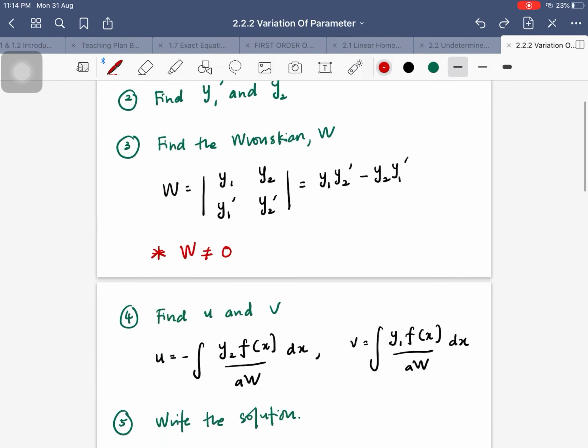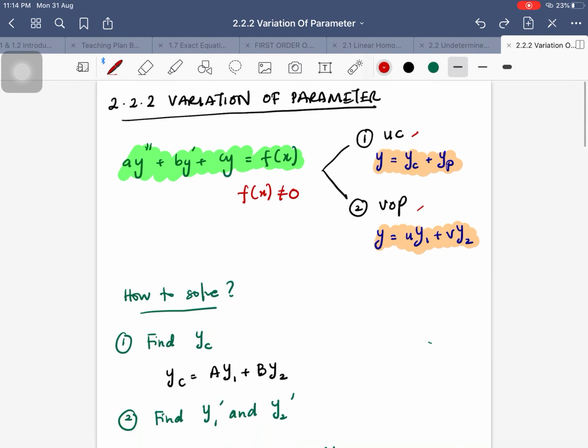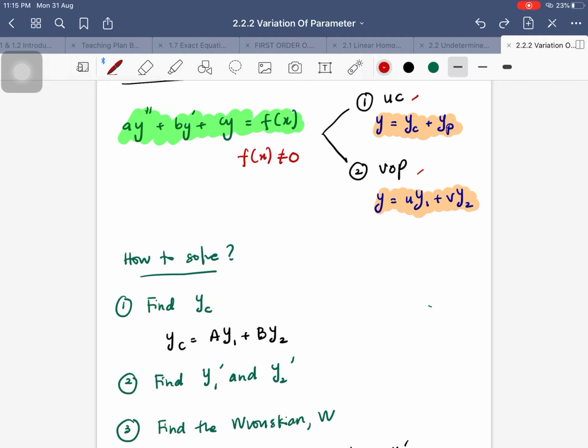There are 5 steps that you have to follow in order to solve for variation of parameter. If you have a look at the method in the book and the method that I'm about to show you, they are different. I would strongly recommend that you use the method that I'm about to show you instead, because this is going to be much easier compared to the one in the book. Step number 1 is that you're going to find the yc.